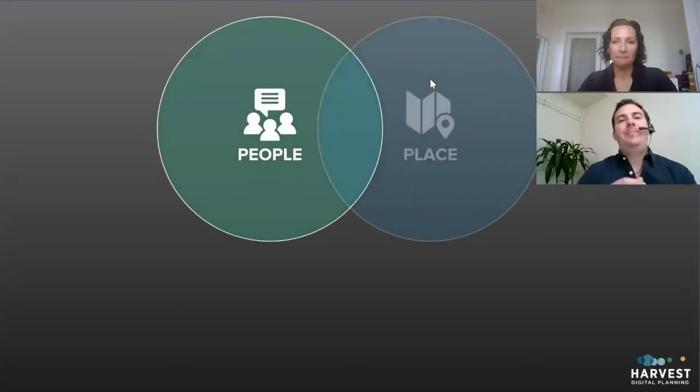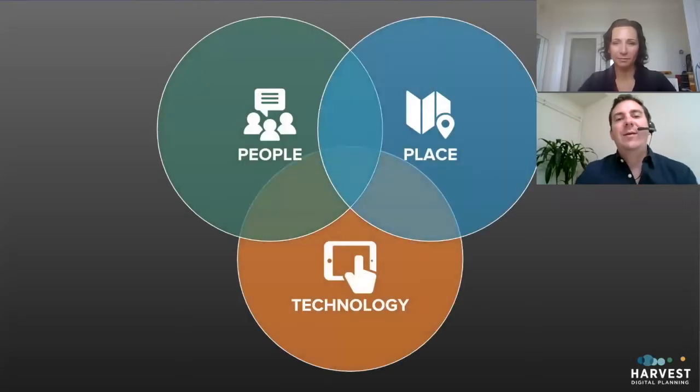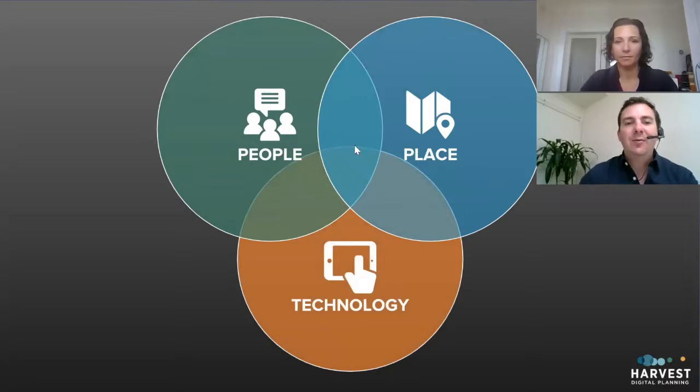Sorry, my slides. There we go. So we describe Harvest as sitting at this intersection between people, place, and technology, and we sit right in that middle ground there. So how do we use technology to connect not only people with people, but also people to place, and to actively shape the cities and communities that they live in?